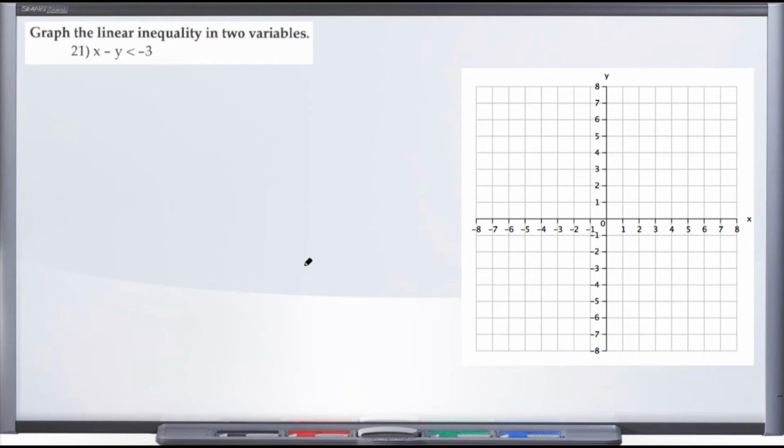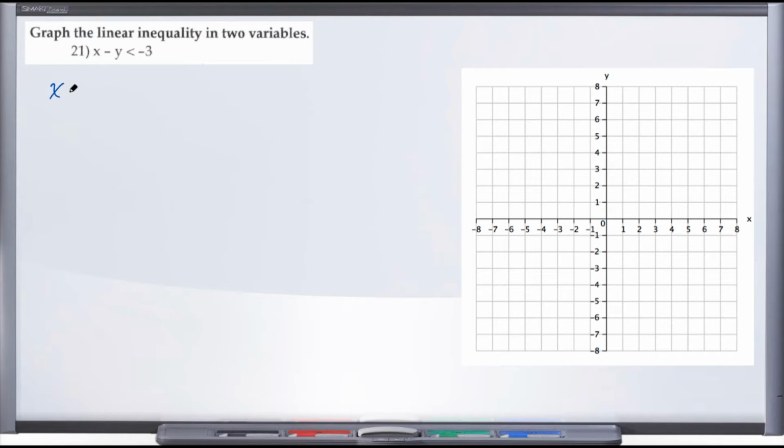All right, so here we go. Another graphing the linear inequality in two variables. And they give us x minus y is less than -3. So again, let's go ahead and not let this inequality fool us or scare us. We're going to go ahead and treat this as a regular equation that we're used to graphing.